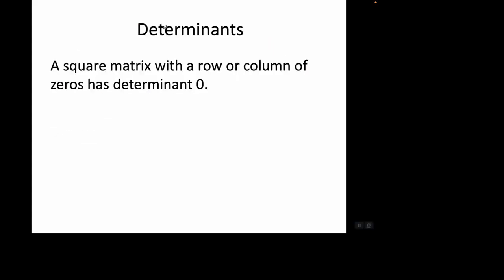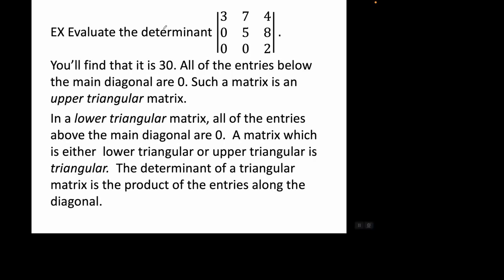A square matrix with a row or column of zeros has determinant 0, because if you expand along that row or column, you're just going to get a lot of zeros. Evaluate this determinant. Okay, you'll find that it's 30.